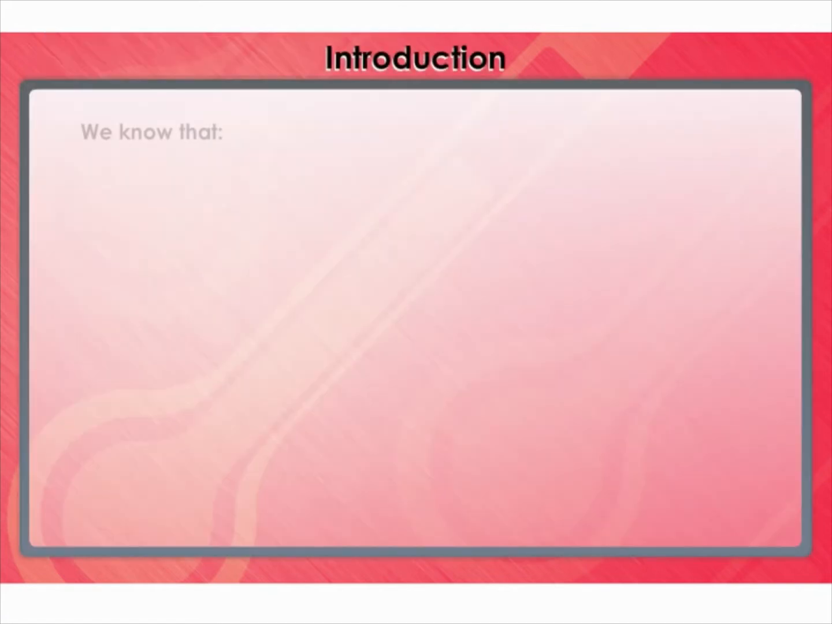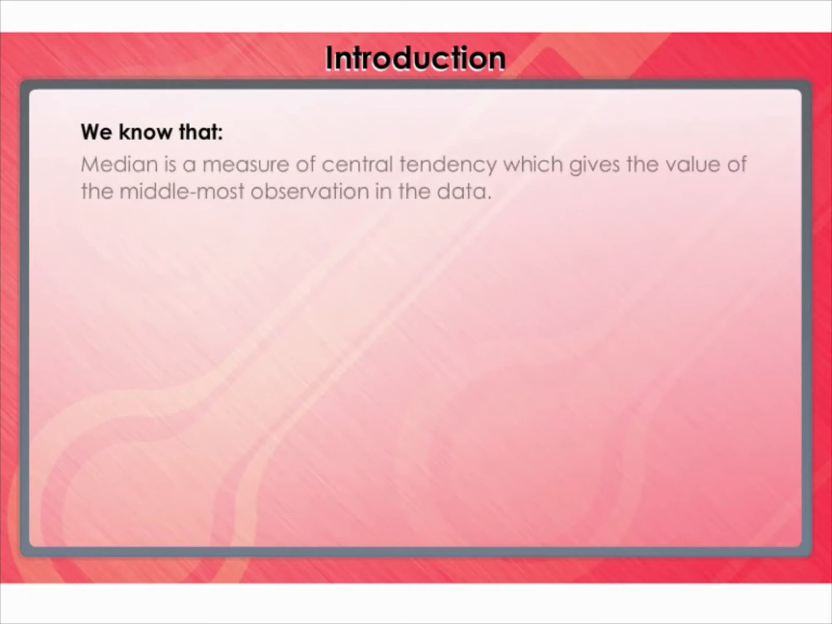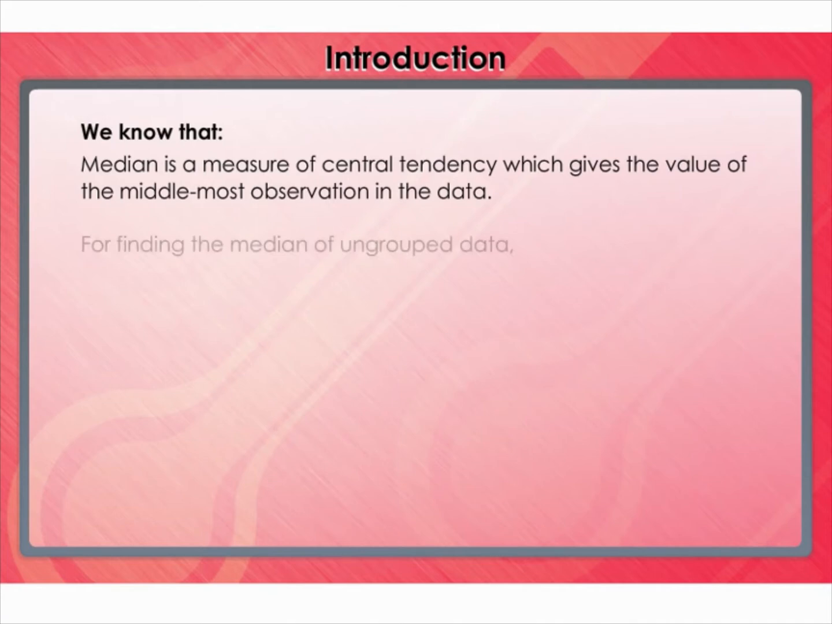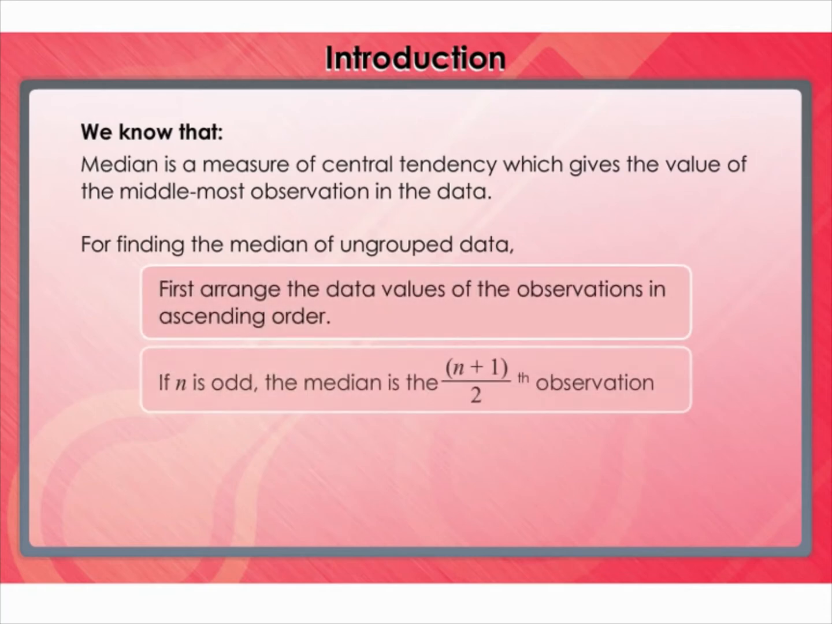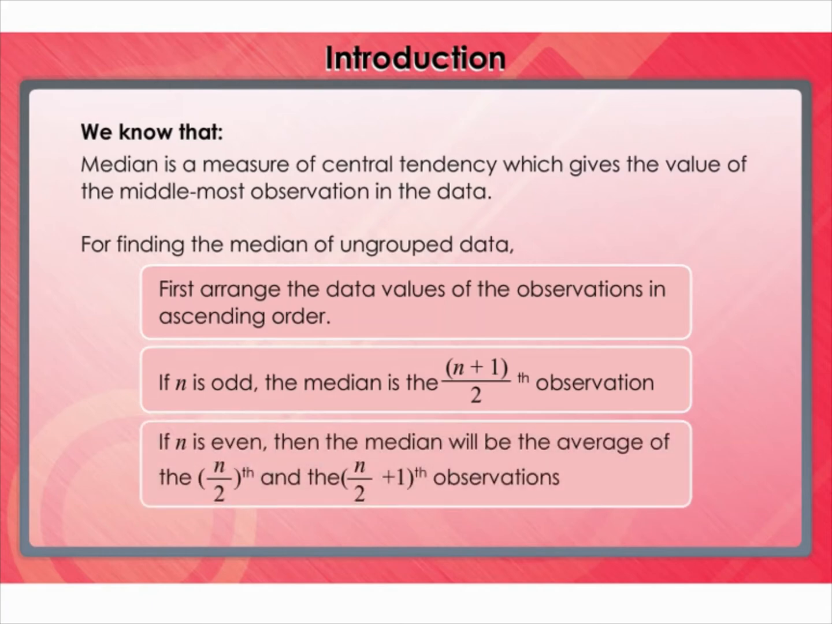Introduction. As you've studied in Class 9, the median is a measure of central tendency which gives the value of the middlemost observation in the data. For finding the median of ungrouped data, first arrange the data values of the observations in ascending order. If n is odd, the median is (n plus 1) divided by 2th observation. If n is even, then the median will be the average of the n by 2th and the n by 2 plus 1th observations.